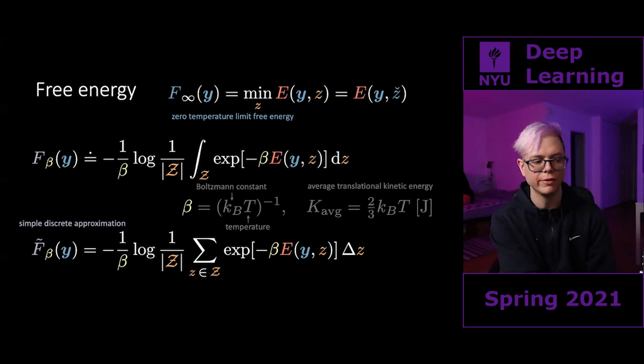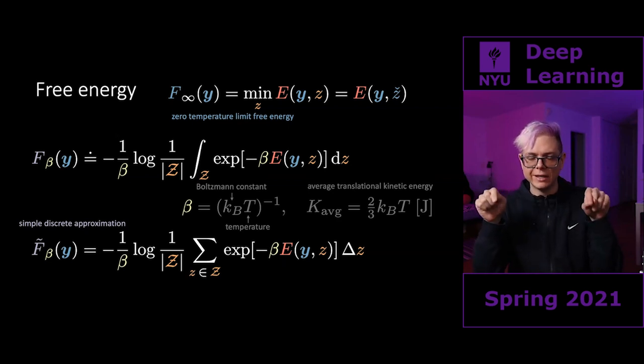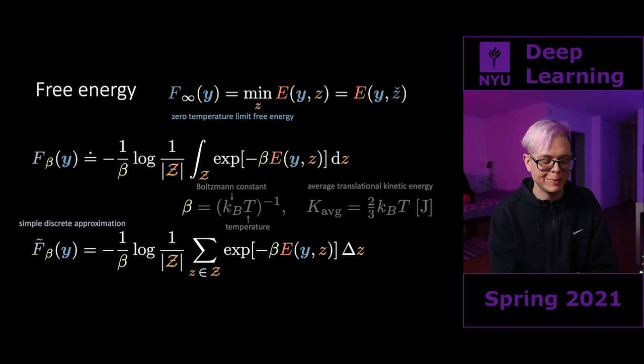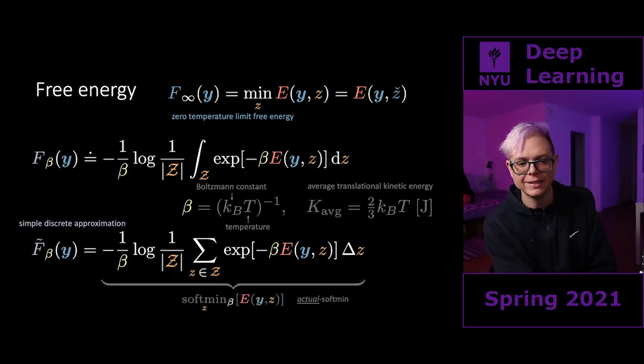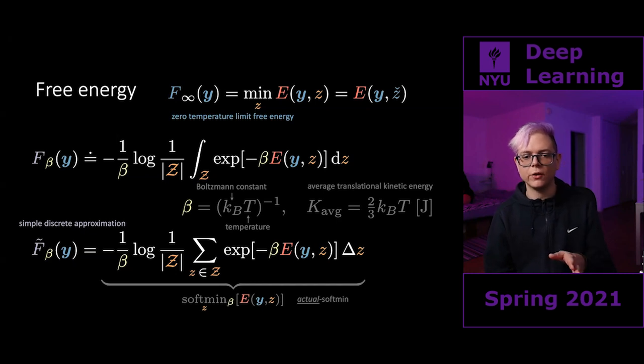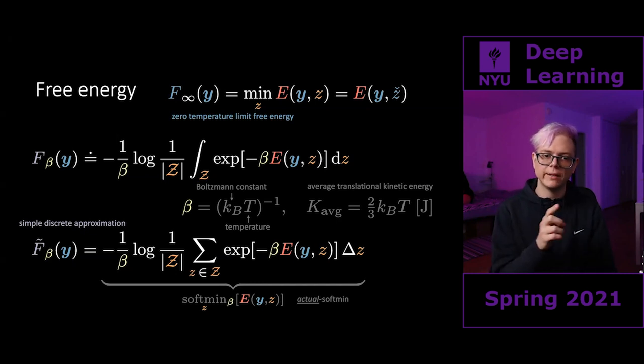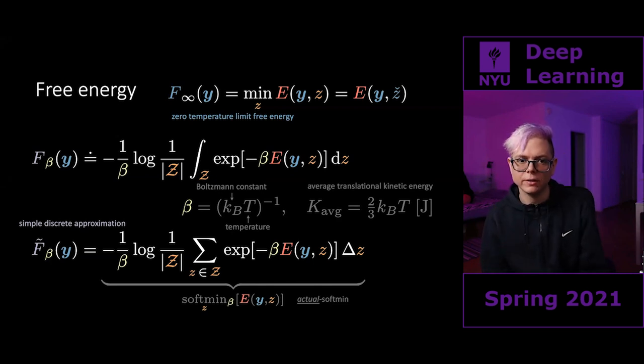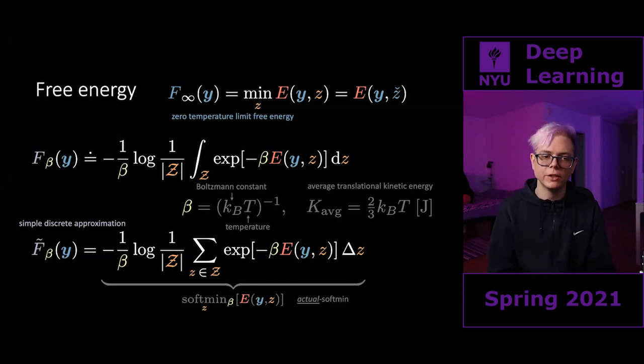So let's see what this stuff is. I'm going to be defining here, and pay attention, I'm defining in this lesson, so outside this lesson it might not be true, but for us it's going to be true that this expression here is the soft mean of my energy. So it's the soft mean of the energy with respect to the latent Z. So what is the free energy, the zero temperature limit free energy?